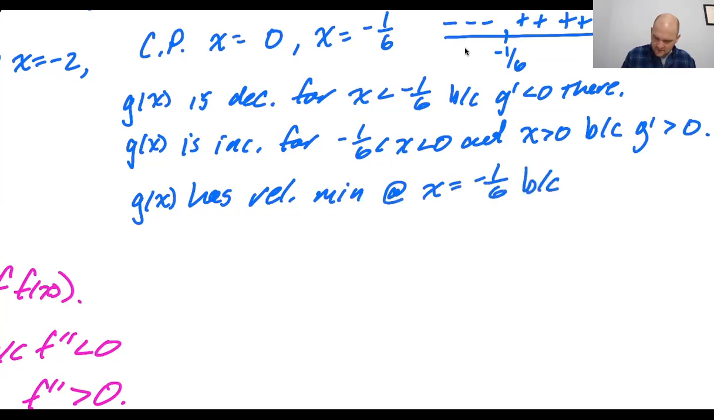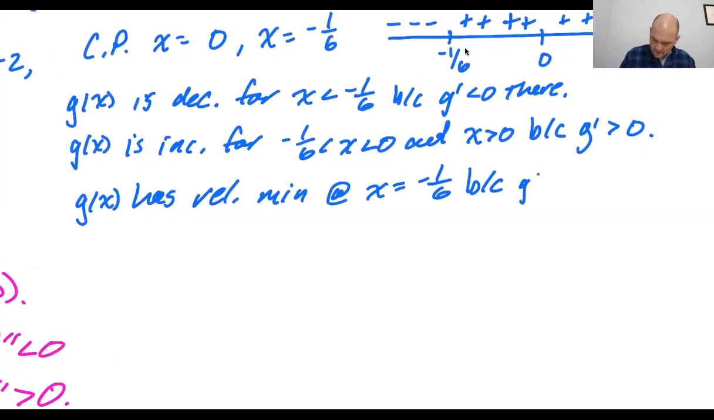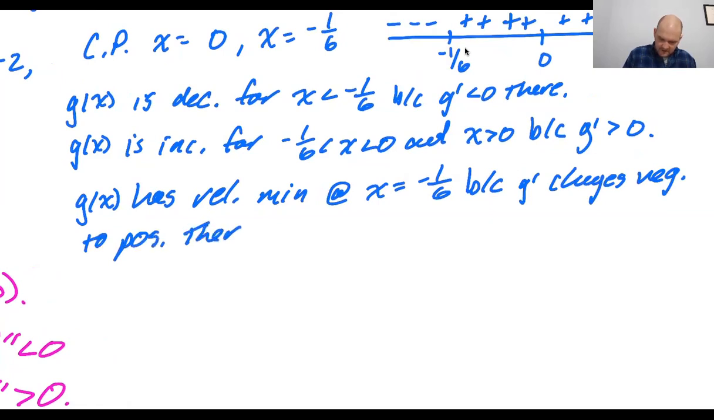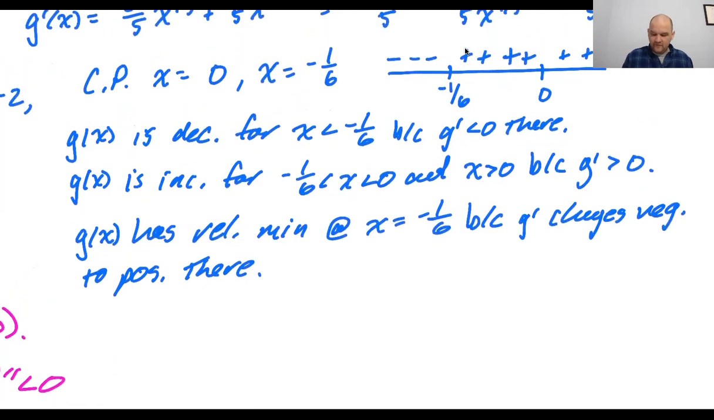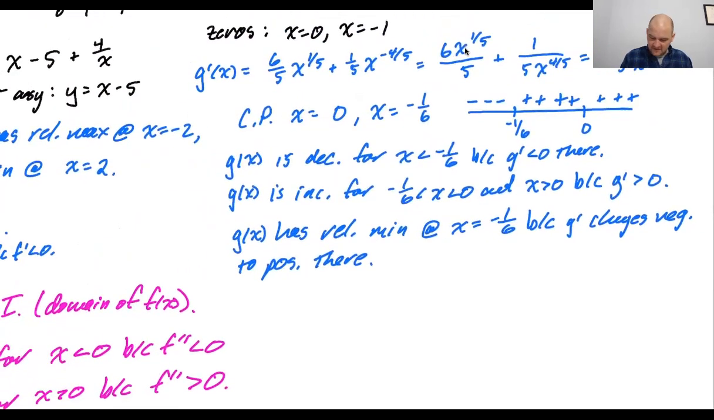And why is that? That's because g prime changes negative to positive there. I could have done the second derivative test, but I'm not super excited about plugging negative 1/6 into any function, and the second derivative is probably high on the list of functions I won't want to plug that into. All right, so I think that's all we're going to get from g prime. Let's move to g double prime.